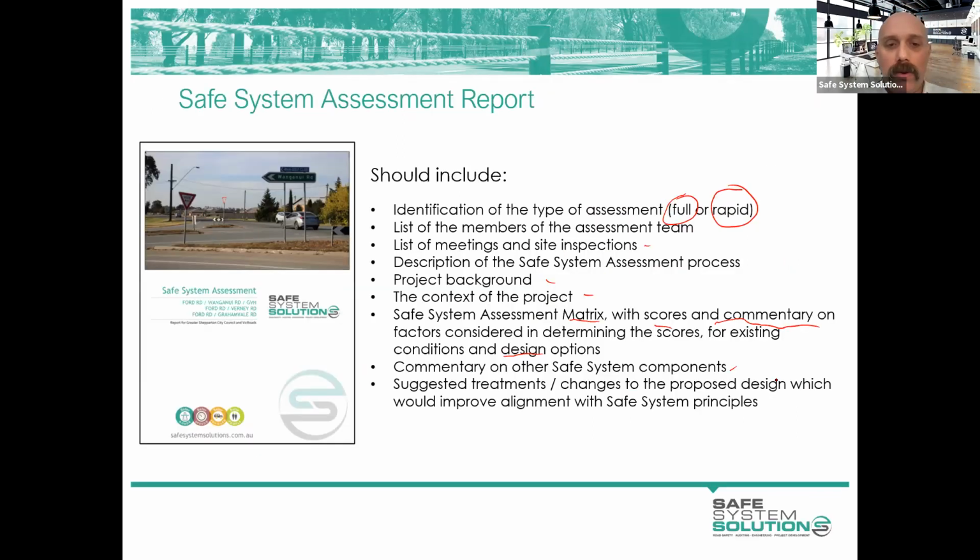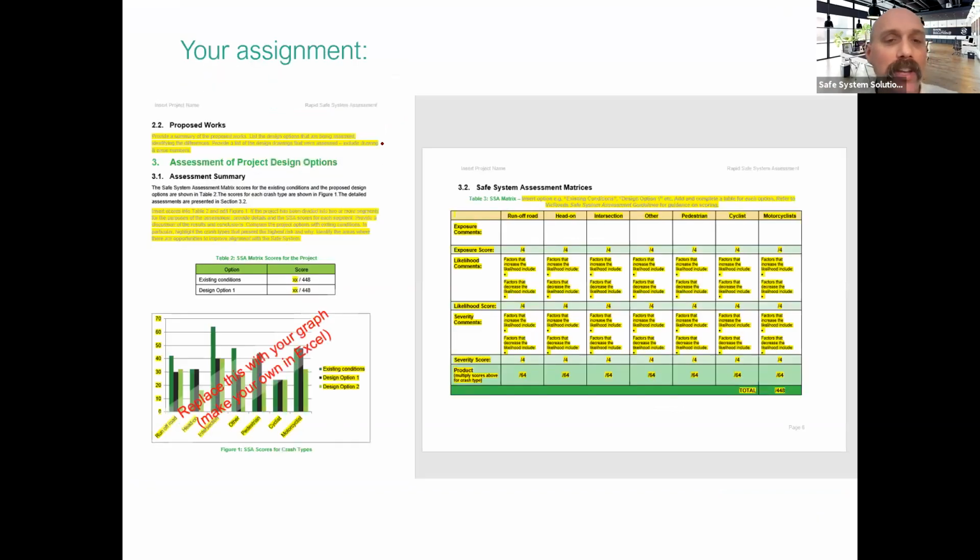Okay, so what we've done to try and make your life easier, we've popped an example safe system assessment into the resources so you can see one that's been completed. And for your assignment, we've given you this Word document. It's in the Module 5 folder. We're currently in Module 4, so you go to the next folder, Module 5, and it's just doing your assessment.